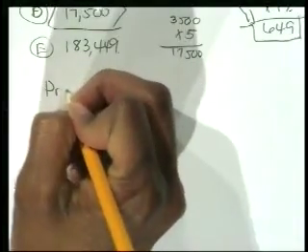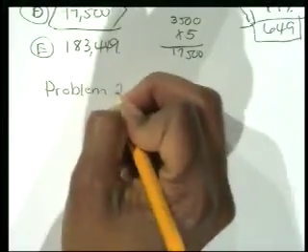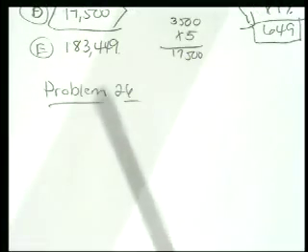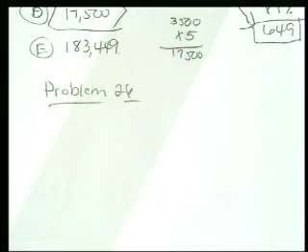Okay, let's also do 26. 26 is the problem where we finally get to practice on limiting the exemptions.